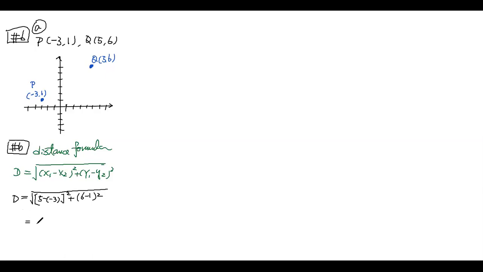So what is in here? 5 minus -3 is 8. So it's 64 plus 25. So what is the distance here? It is the square root of 89, right? So part B is basically testing whether you remember the distance formula from Algebra 1. Okay, part C is here. They say to find the midpoint, all right? So now I need to write the midpoint formula for you.